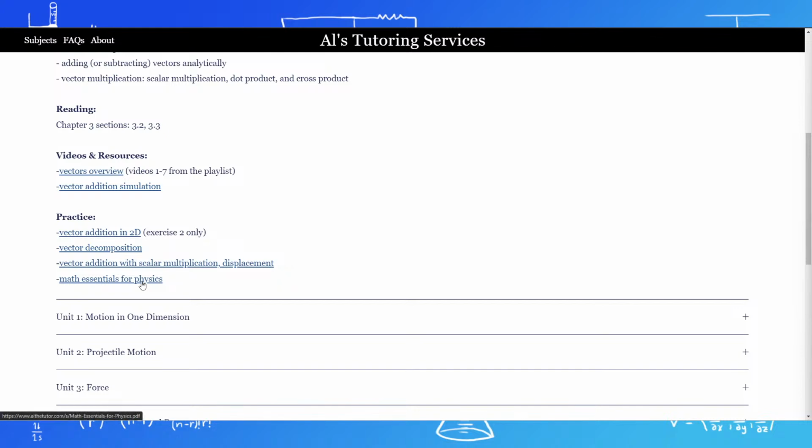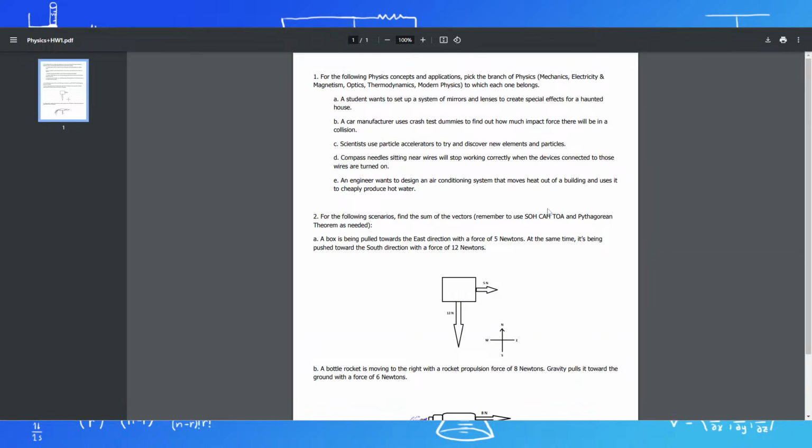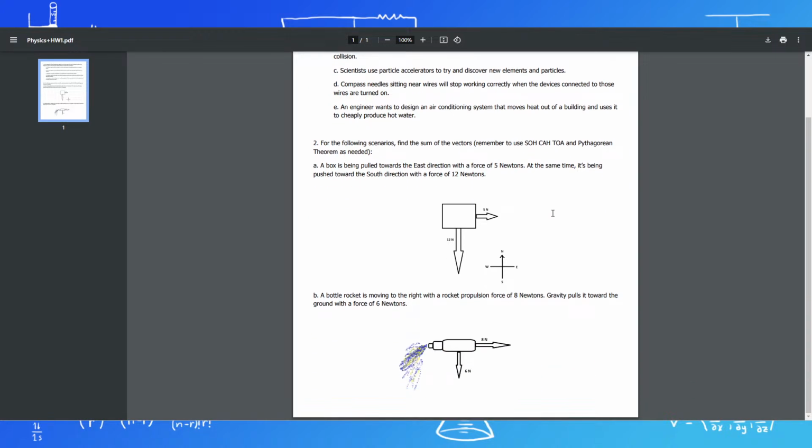And then we've got the math essentials for physics. I already have the solution videos for 4 of them, if I'm not mistaken, so I'll just go over, for the most part, the 2 that I never recorded solution videos for. So without further ado, let's get started. Vector addition in 2 dimensions, exercise 2 only. Oh yeah, exercise 1 is just like an overview of physics, so we don't need that. I mean, you're welcome to try it out if you want.